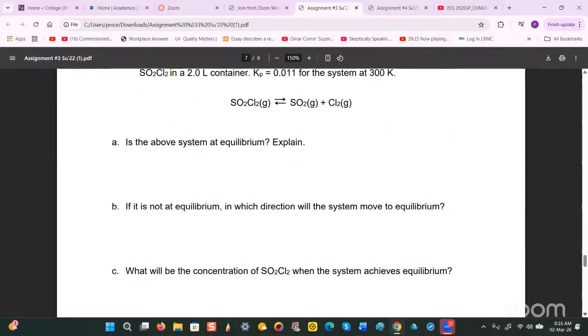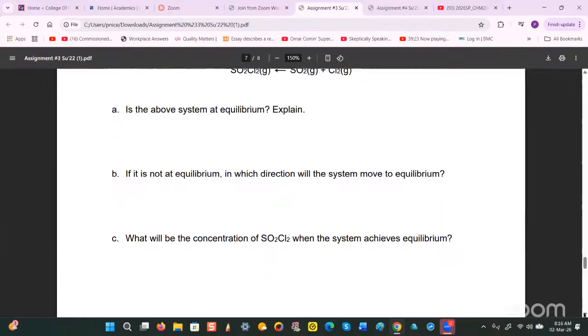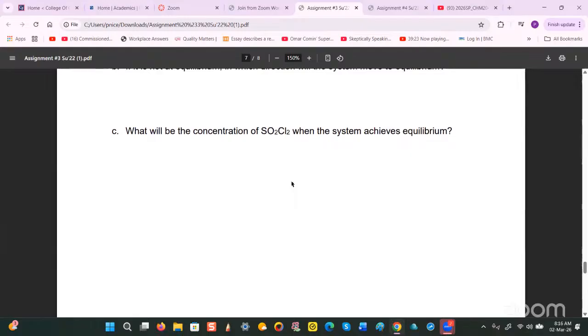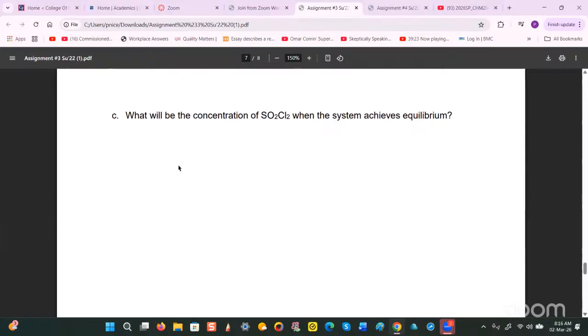Okay. What would be the concentration of SO2Cl2 when the system achieves equilibrium? All right. So again, this will be a kind of ICE table type of problem. The only difference now is that instead of concentration values, you're going to use pressure values. So I'm going to rewrite the equation here, which would be SO2Cl2 to form SO2 plus Cl2. And I'm going to write down the initial pressure values, which for SO2Cl2 is 0.50. For SO2, it's 0.30. And for Cl2, it is 0.16.